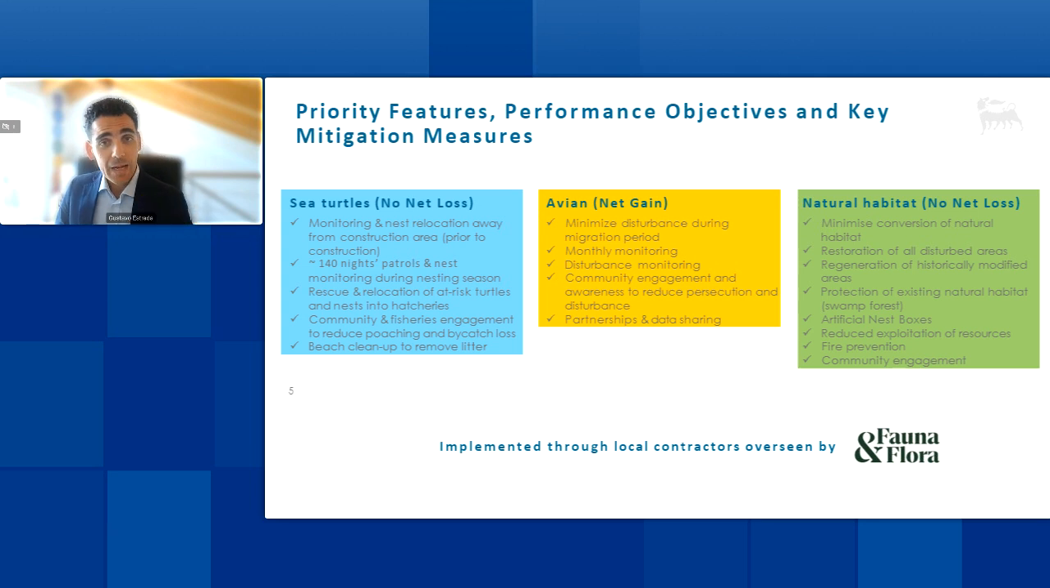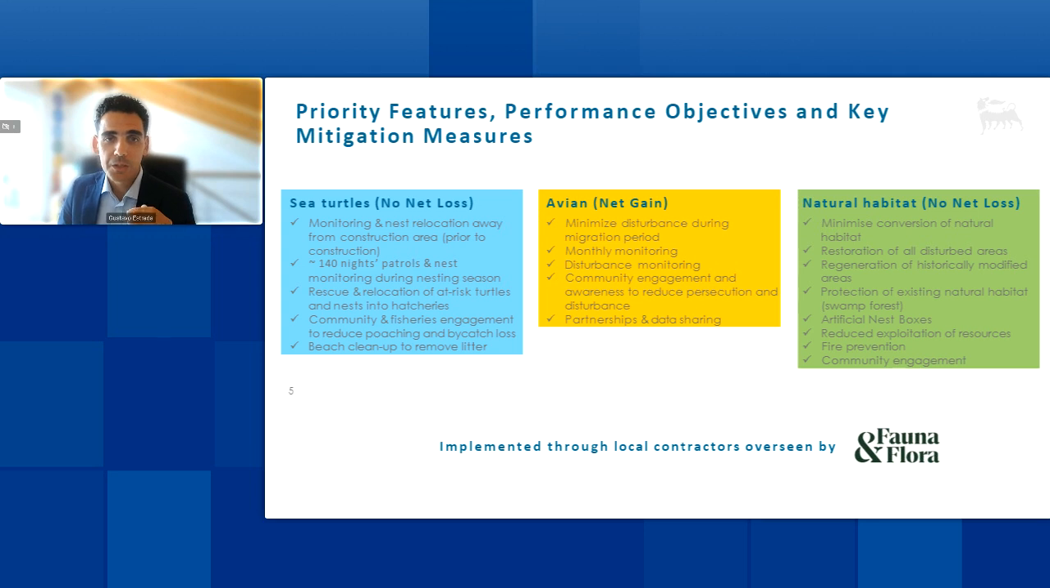So in compliance with the company's BES policy and the IFC performance standards, the project set performance objectives for four priority biodiversity features. First of all, no net loss for nesting sea turtles. We have, within the project area of influence, three species of sea turtles nesting on the shoreline: the olive ridley, the leatherback, and the green turtle.